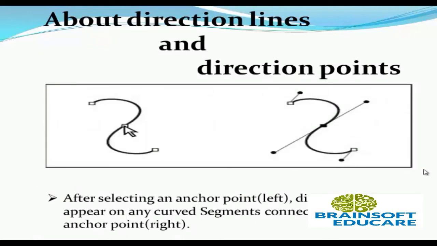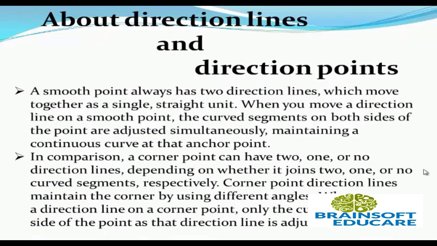This is the example of direction lines and direction points. After selecting an anchor point, direction lines appear on any curved segments connected by the anchor point. A smooth point always has two direction lines which move together as a single straight unit. When you move a direction line on a smooth point, the curved segments on both sides of the point are adjusted simultaneously, maintaining a continuous curve at that anchor point.